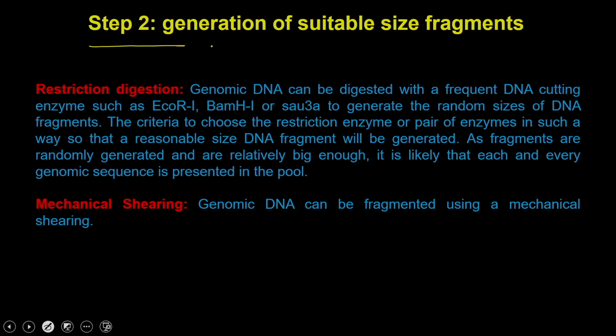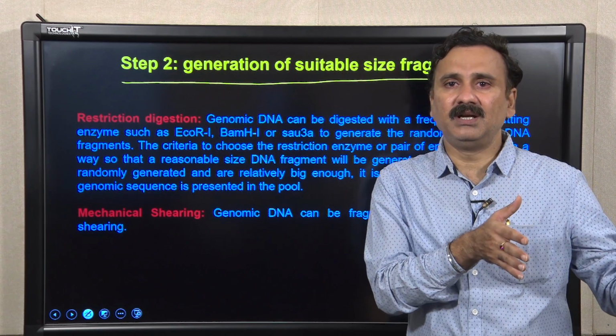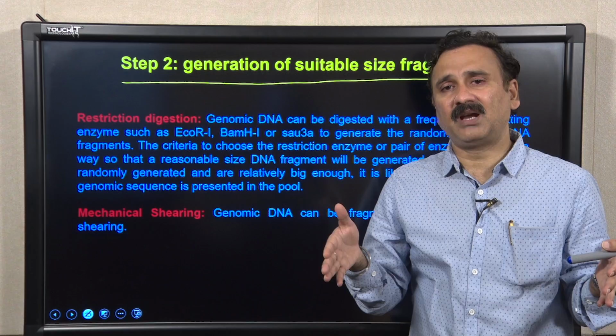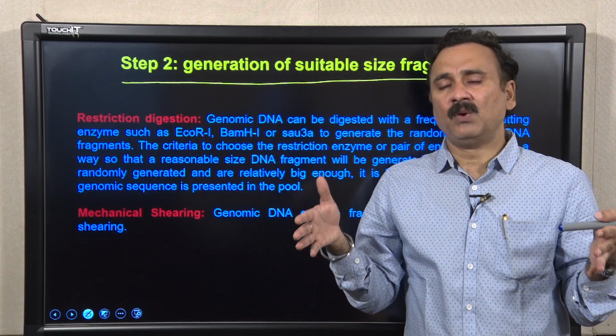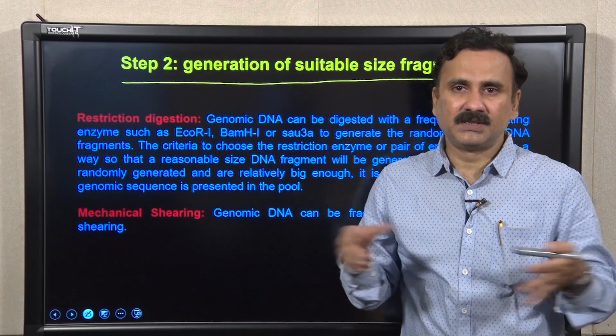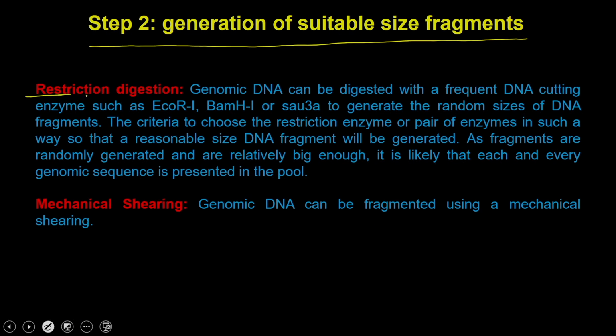In step 2 you have to generate fragments of a suitable size. What is meant by a suitable size is that the fragment should not be so big that it contains 5 or 10 genes, nor so small that it does not even contain one gene. A suitable size fragment means a fragment which covers only one gene or 1.5 genes. That you are going to do with restriction digestion.